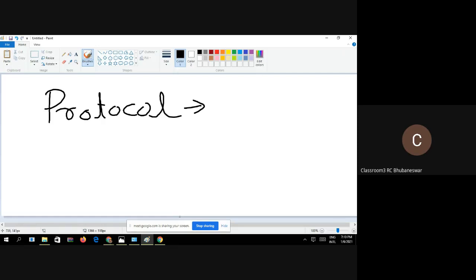प्रोटोकॉल में क्या रहेगा, सबको दिखाई दे रहे? कैन यू पेन ब्रश ओपन किए, दिखाई दे रहे? Yes, sir. Okay. हाँ, दिखाई दे रहा है.